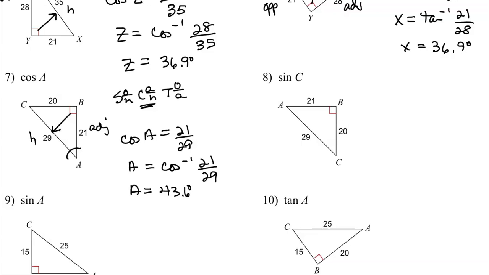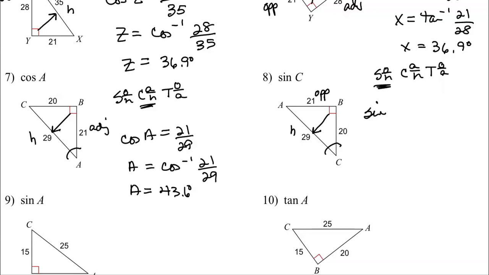So number 8, I see that I need sine. So I'm going to write SOHCAHTOA again. Sine is opposite over hypotenuse. So from C's perspective, I first want to figure out where the hypotenuse is. That's always the same spot. But from C's perspective, I need opposite over hypotenuse. And the opposite is straight across the triangle, and it's 21.